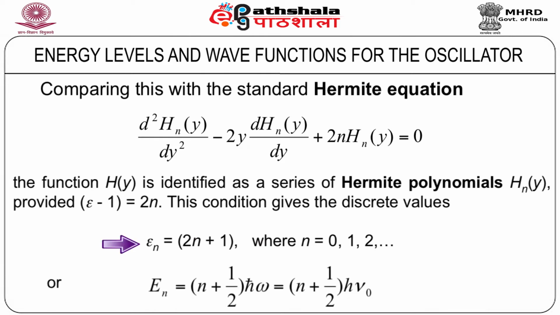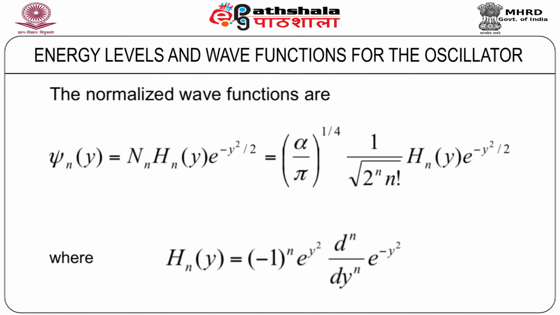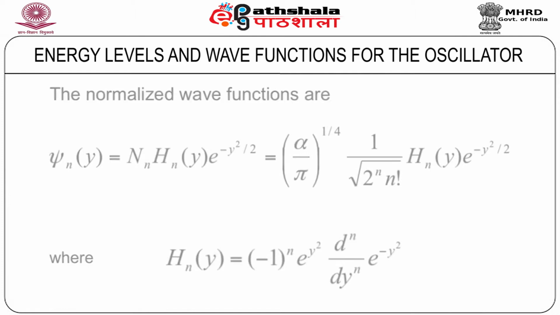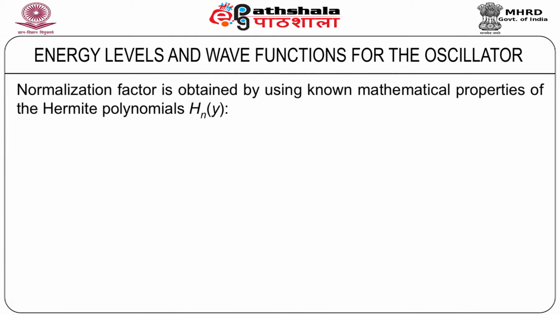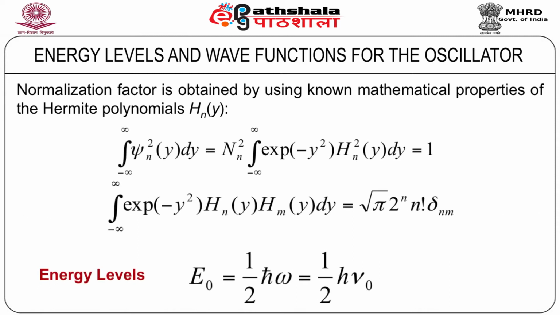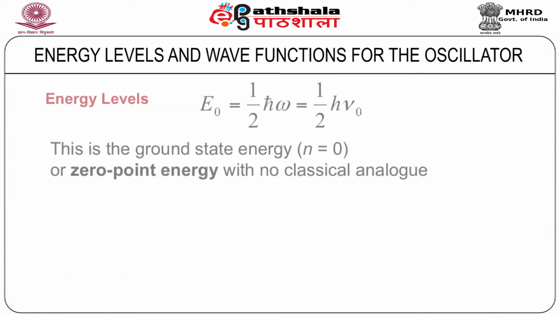And since epsilon n is connected to the energy levels, we get E n equal to (n plus half) h cross omega, which can also be written as (n plus half) h nu 0. The normalized wave functions are written at the bottom of the screen. And this normalization factor is obtained by using known mathematical properties of the Hermite polynomials. So you can get the energy levels, where E0 equal to half h cross omega, half h nu 0, if you put n equal to 0. This is the energy for the ground state, and this is called the zero-point energy.